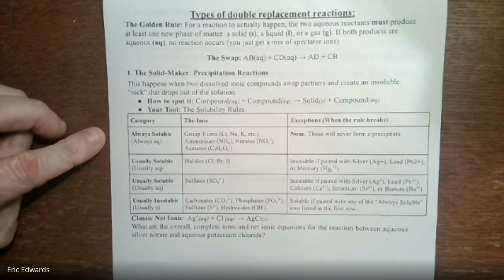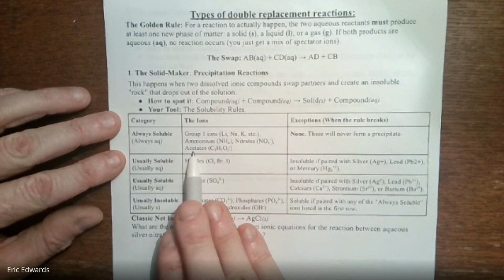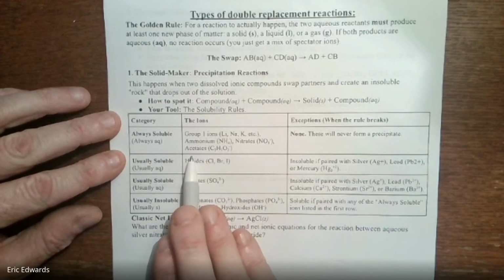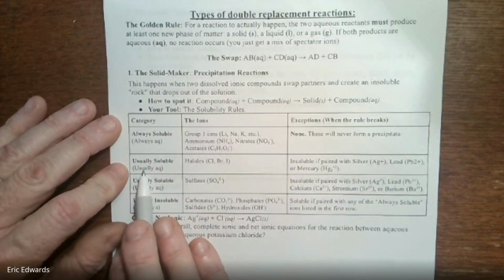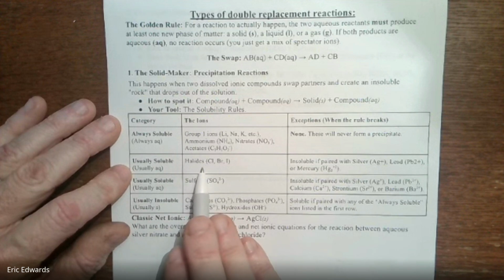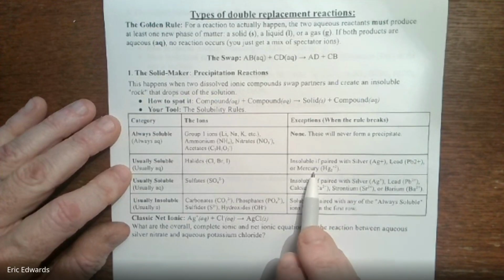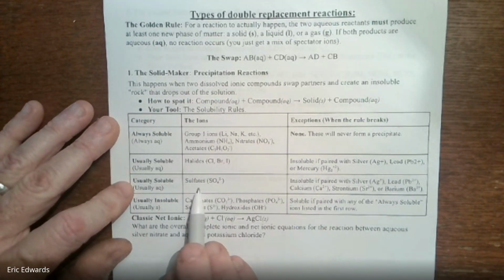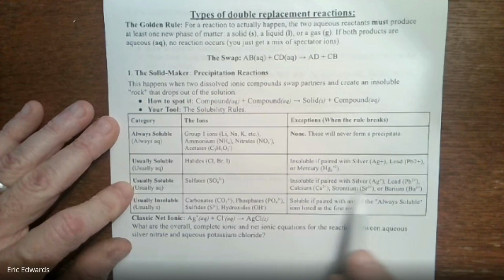Always soluble is anything in group 1 except hydrogen. Ammonium, nitrates, and acetates are always soluble no matter what they're mixed with. Most of the time soluble are your halides. However, when you pair them with heavy metals like silver, lead, and mercury, they then become a solid, okay? And then mostly soluble are the sulfates, again, unless they come in contact with silver, lead, calcium, strontium, or barium, and those are in group 2.